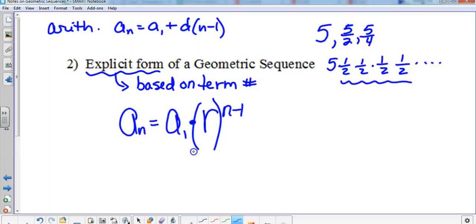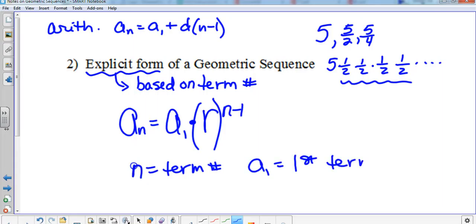Everybody all right? Repeated addition is called multiplication, but repeated multiplication is called an exponent power, right? Okay. Do we need to write what any of that is? N is the term number. A sub 1 is the first term, right? R is the common ratio. We all good? Okay.